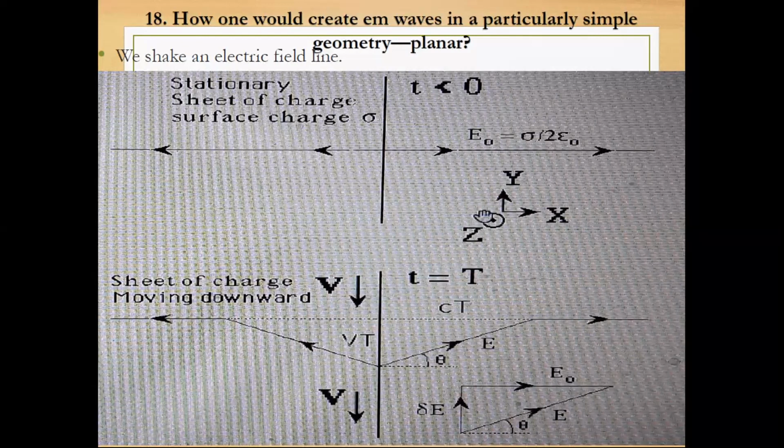We are sticking to a very simple concept, drawing analogy from, as I said, the sonometer or stretched string. There we strike or pluck or bow a string. Here we are shaking the electric field lines by moving the sheet, say in the downward direction with velocity v. Please go to the next slide.